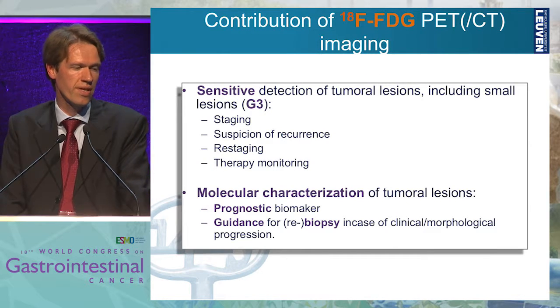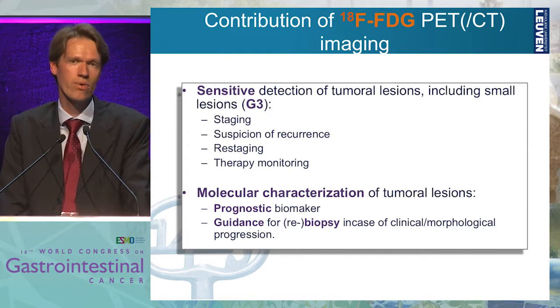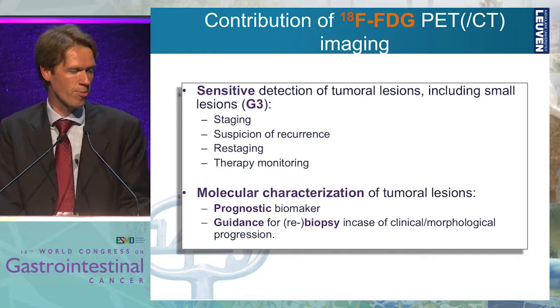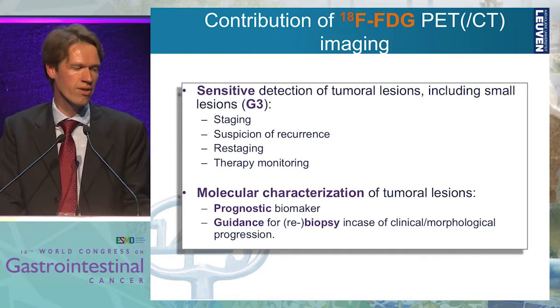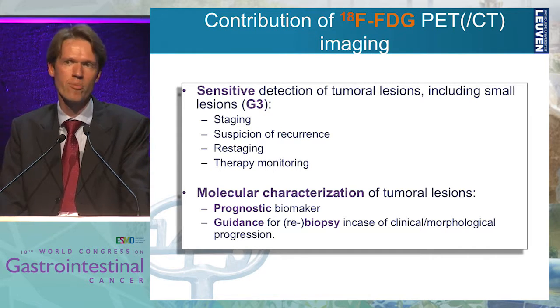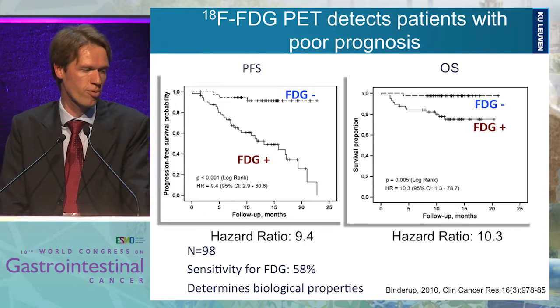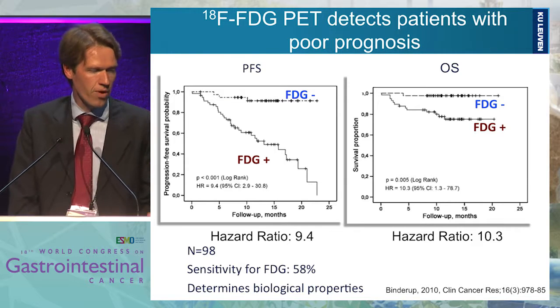is a sensitive detection of tumoral lesions, including small lesions in grade 3 patients. We can use it for staging, detection of recurrence, restaging, and therapy monitoring, but also for molecular characterization of tumoral lesions. It is a prognostic biomarker, and it can guide for biopsy or re-biopsy in case of clinical or morphological progression. And this is very interesting data.